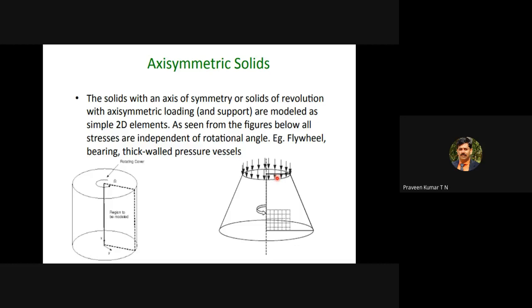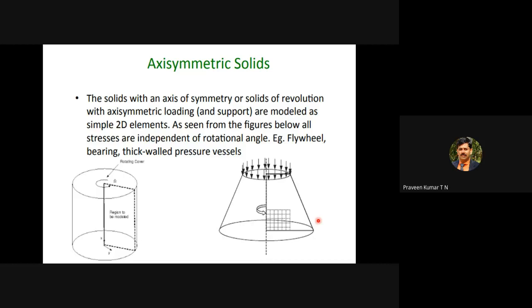And the third point is boundary condition. Suppose only the left side, this portion, is constrained without constraining the right side, then again it does not belong to an axisymmetric problem. So that means there are three important aspects you have to remember when you come to axis symmetry. The first one is the geometry should be axisymmetric. Second, the loading should be symmetric. Third, the boundary condition should also be symmetric.